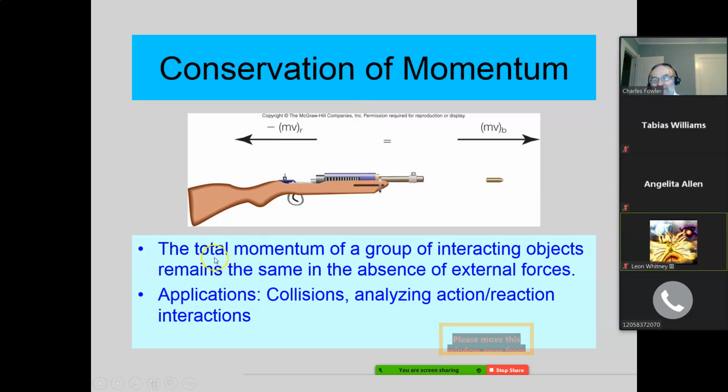Here's how we phrase it. The total momentum of a group of interacting objects remains the same in the absence of external forces. Remember, that's how we talked about Newton's first law, absence of external forces, no external forces. Now, let's give a few other examples.